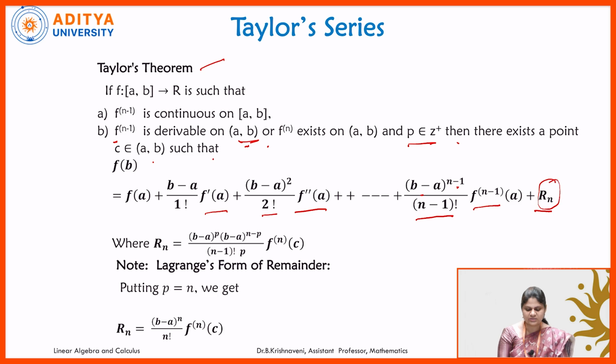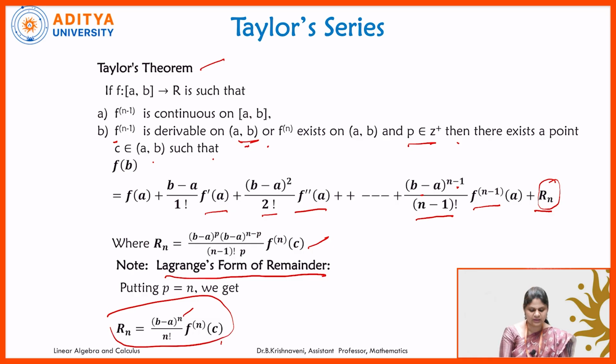Here Rn is a remainder, and that is given by (b-a)^p (b-a)^(n-p) divided by (n-1)! times p times the nth derivative of f at c. In this we need to discuss Lagrange's form of remainder. For that we substitute p equal to n in the above, and we get Rn equal to (b-a)^n / n! times the nth derivative of f at c, and this Rn represents Lagrange's form of remainder.